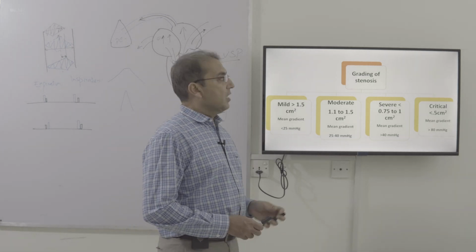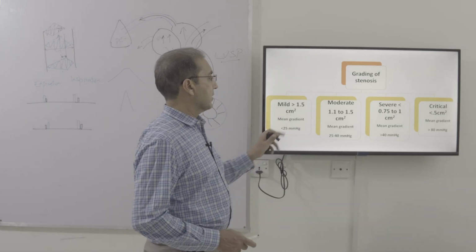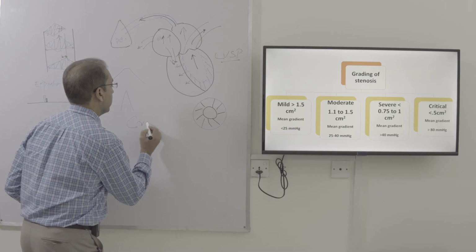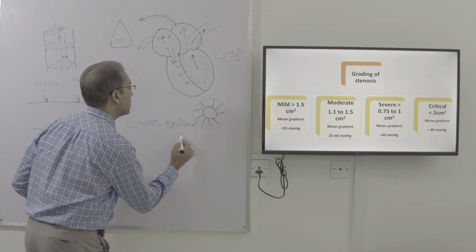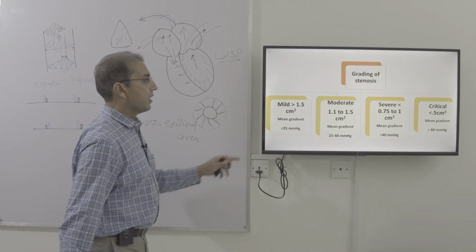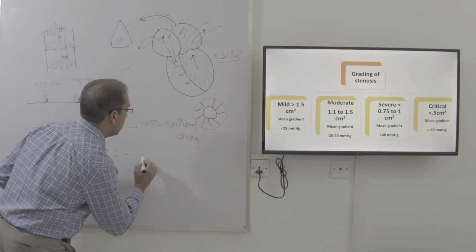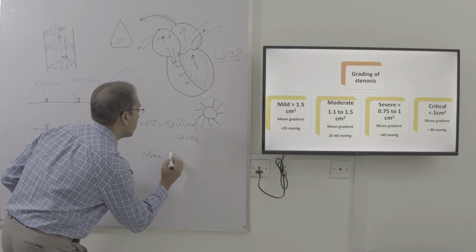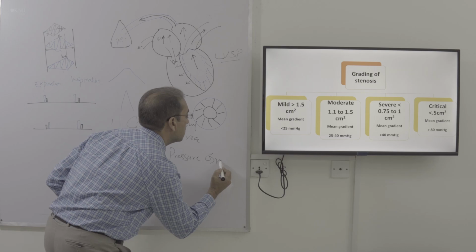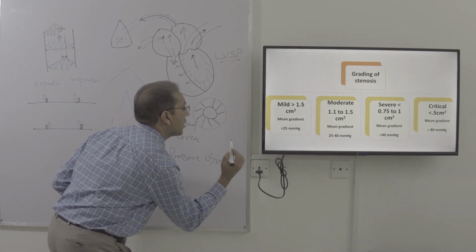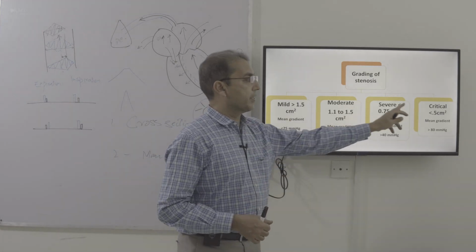Now, grading of the stenosis. This is important. We grade the aortic stenosis on echocardiographic findings. We use two parameters. Number one is the cross-sectional area of the aortic valve. And the second parameter is the mean pressure gradient across the aortic valve. So it is divided into four different types: mild, moderate, severe, and critical.